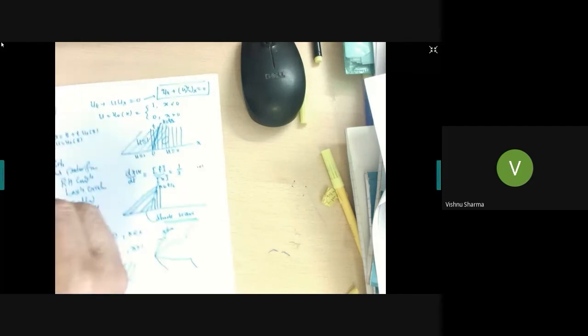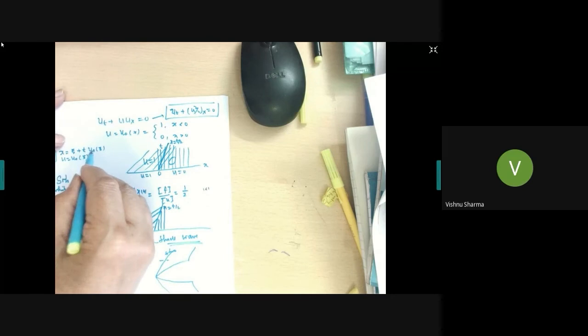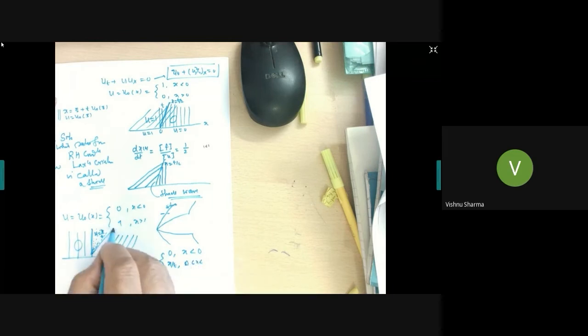How does it follow? u equal to x by t follows from this. It is the only solution of this initial value problem. That is, u(x,t) equals 0 when x is less than 0, under the consideration of Lax's principle. And it is x by t for 0 less than x less than t.